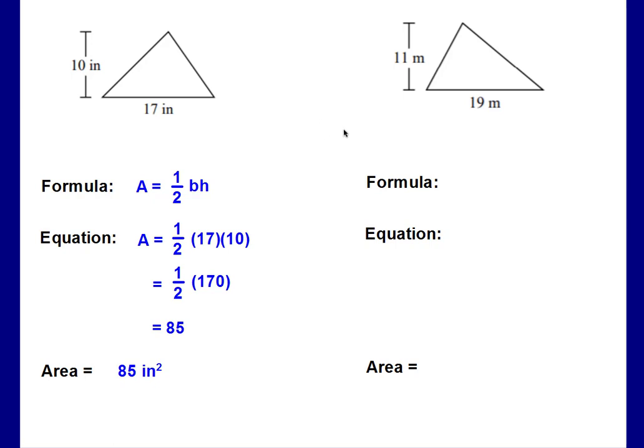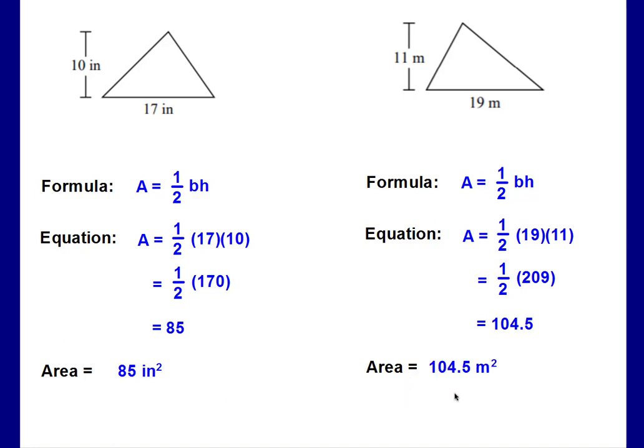Okay, here's the second example. Again, make sure you're doing these examples in your journal. Another triangle, you write the formula first, and then you substitute the values into your formula to make an equation. So our equation is going to be area equals 1/2 times the base is 19 and the height is 11. Then you just do your math. 19 times 11 is 209, and half of 209, which means to divide by 2, is going to be 104 5/10. So the area of this triangle is 104.5, 104 5/10 meters squared.